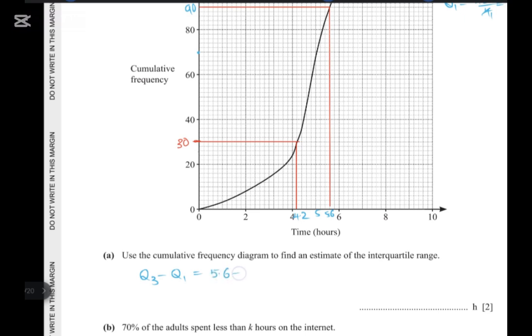So find out the interquartile range now. 5.6 minus 4.2. That will be 6 minus 2 is 4, 5 minus 2 is 1. So 1.4 is the interquartile range. Question number A is done.